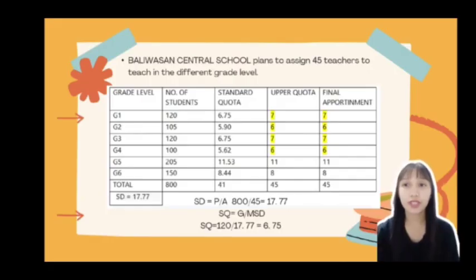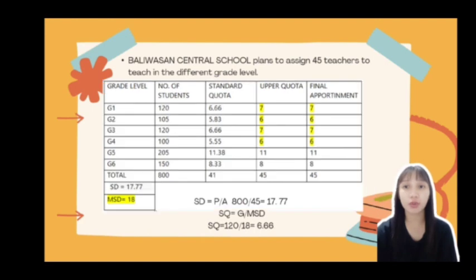We're going to use this example again where we used Hamilton's method and Jefferson's method earlier. So in the Adams method, we need to use a modified standard divisor which must be higher than the standard divisor. By trial and error technique, I come up with 18 as the modified standard divisor.